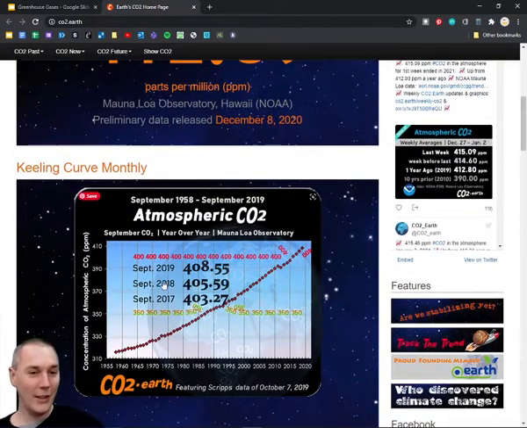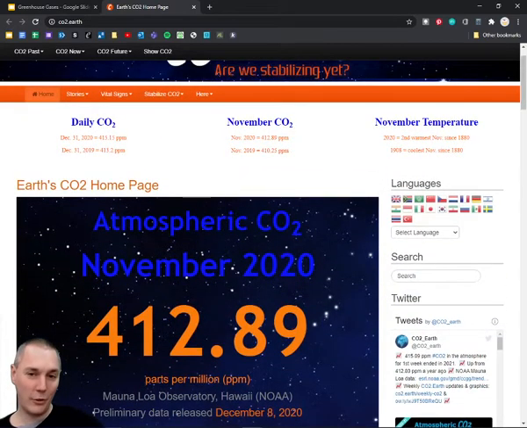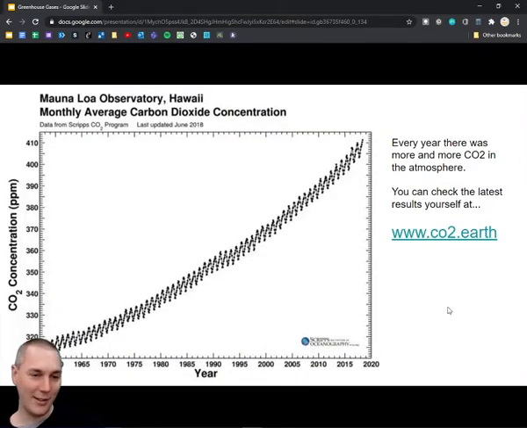We can see, looking back a few years, September 2017, just 3 years ago, it was just above 400, so 403, 405, 408 last year in 2019, and now it's at 412. So it's gradually going up and up and up, and increasing. So this pattern is now pretty well accepted. There's nobody that argues that carbon dioxide isn't going up.